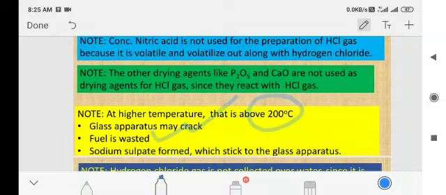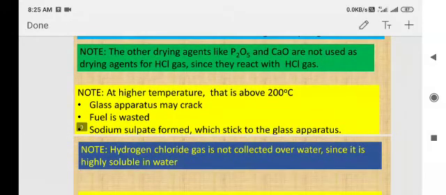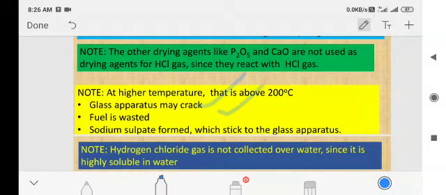Then the third thing is, normally when we react NaCl with H2SO4, the product is NaHSO4, sodium hydrogen sulfate or sodium bisulfate. But if the temperature goes above that, the product will be sodium sulfate, Na2SO4. If Na2SO4 is formed, the problem is that this substance will stick to the glass apparatus, and we will not be able to use the apparatus for further experiments. So the temperature we keep under 200 degrees Celsius because of three reasons. The first one is glass apparatus may break. Second, fuel may be wasted. Third thing is instead of NaHSO4, Na2SO4 will be formed, which sticks to the glass apparatus.